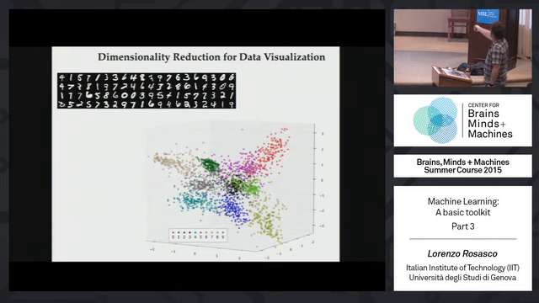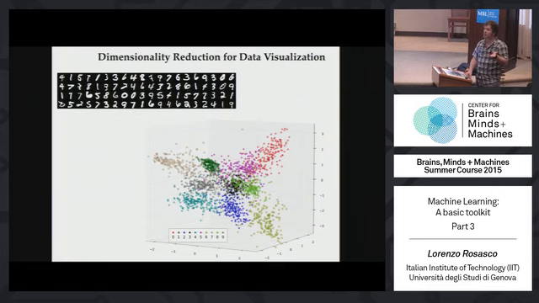And this is one visualization of these images here. You have different colors, and what you see is that this actually did a good job, because if you do a nice visualization, what you would like to have is that same numbers are in the same regions, and perhaps similar numbers are close, okay? So this is one reason why you want to do this.